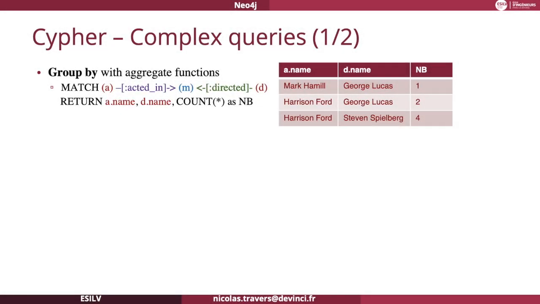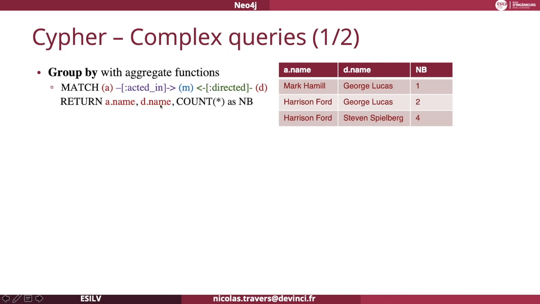What about the complex queries? We can make some group by queries. It's not very complicated. You make your pattern query here with the actors and the directors, and we want to make the A variable for actors and D for directors. We put the name of both of them, and we want to count the number of occurrences from both their names.